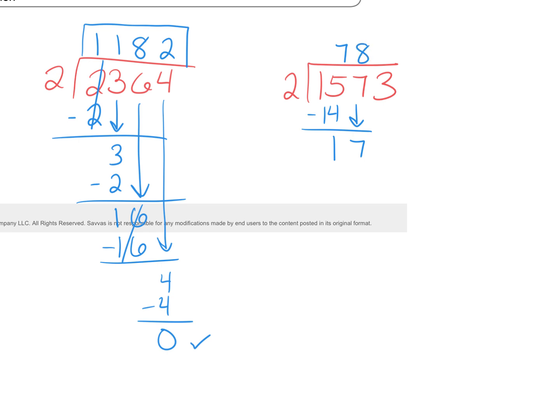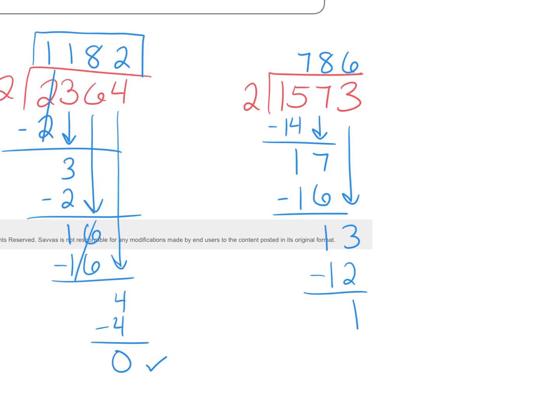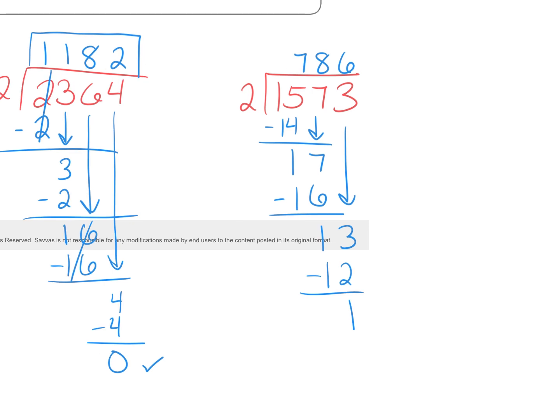8. 8 times 2 is 16. 17 minus 16? 1. Bring down 3. How many times does 2 go into 13? 6. 6 times 2? 12. Subtract, what do I have left over? 1. What do we do with the remainder? Make a decimal. Remember? It could turn into a decimal, or you can put remainder 1.